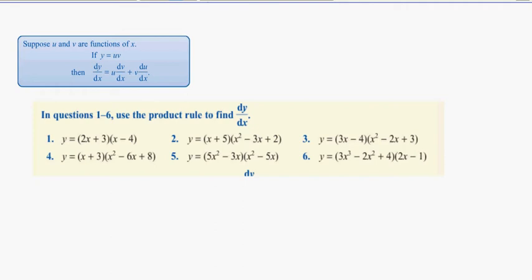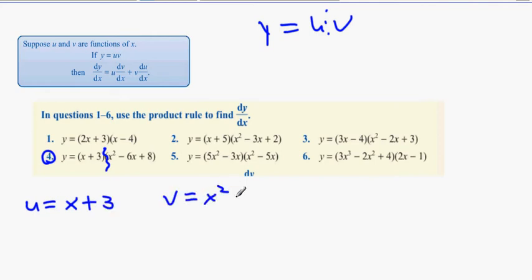So for example, question 4, you'll go in between the two brackets and you'll compare it to y equals u multiplied by v. Whichever one comes first can be u, whichever one comes second can be v. So what we're first going to say is u is x plus 3 and v is x squared minus 6x plus 8. Everybody happy thus far?